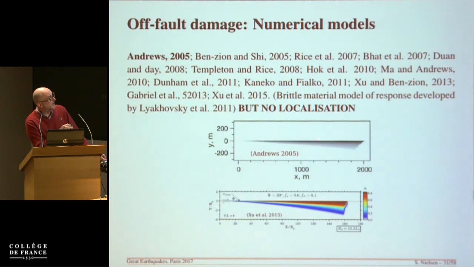As the rupture propagates, the width of the damage zone becomes wider and wider. Okay, and the tip of the rupture is here. So you have the extended damage. And these, of course, all use models of rheology for brittle material, inspired by Lyakhovsky et al., for example, but they don't provide any localized slip zone as we observe in natural fault zones. They are a diffuse model of deformation, even if it's brittle.